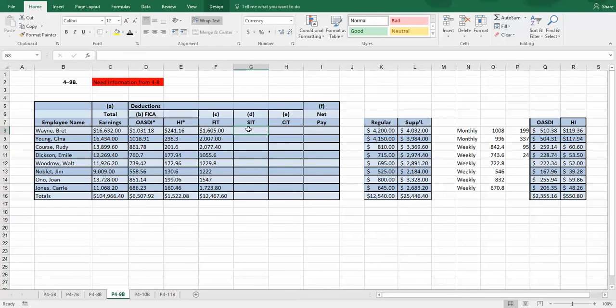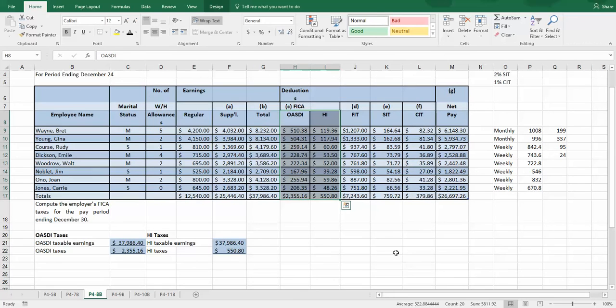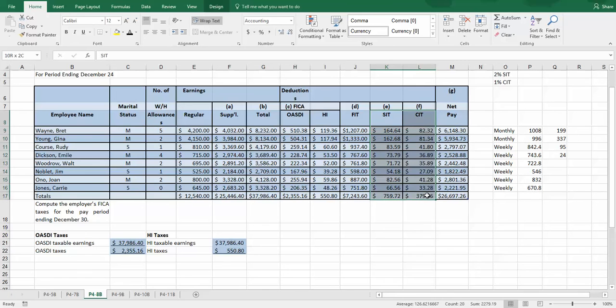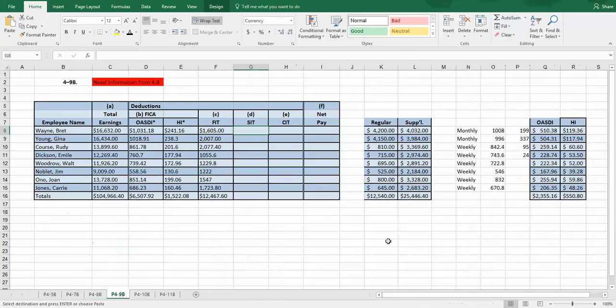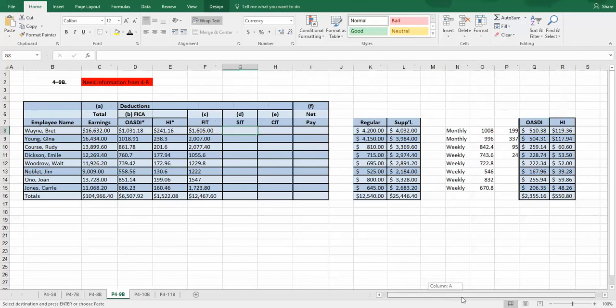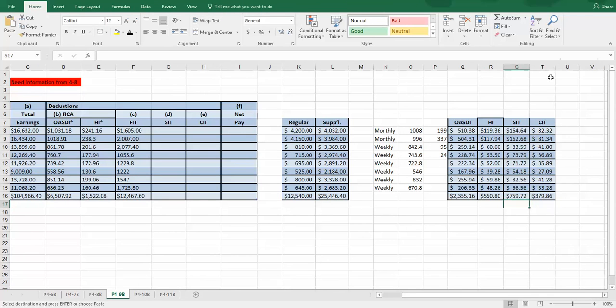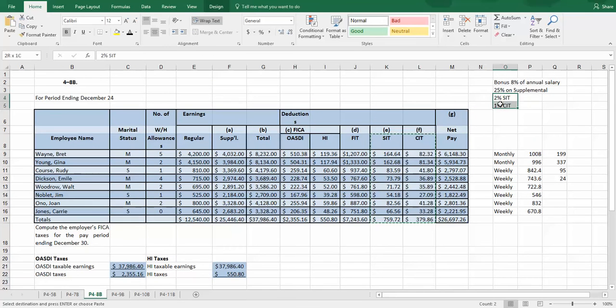Okay, for the city income tax and state income tax, I'm going to go back again, and I'm just going to copy these columns again. I'm just going to save us some calculations. Okay. And so again, the state income tax is 2% and the city is 1%.